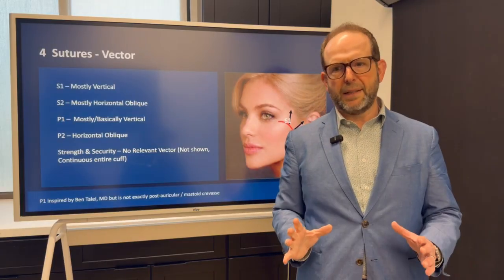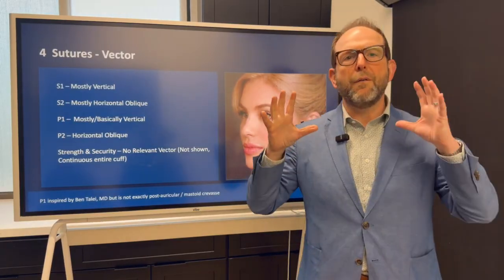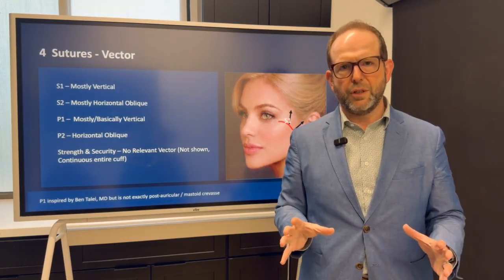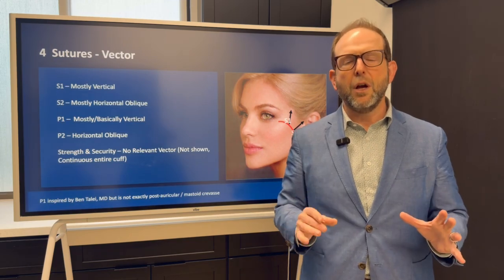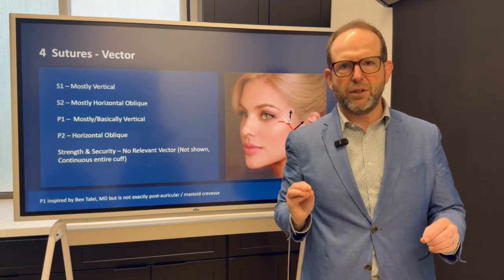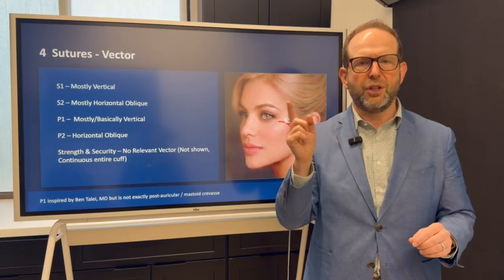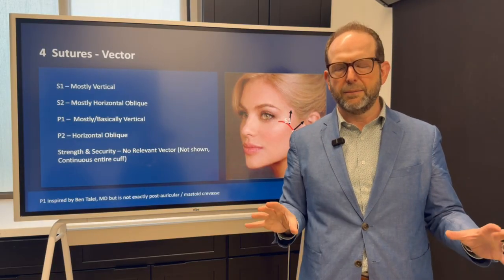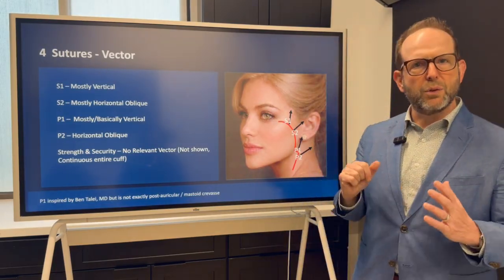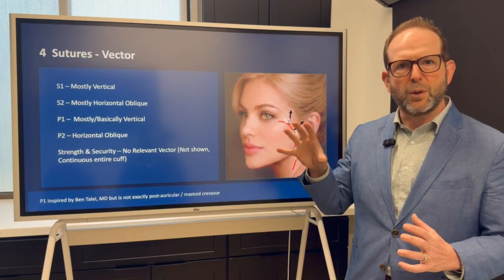Now, how do we bring about that? I use 5 sutures, 5 key sutures in my deep plane facelift. 4 of them are key suspension sutures. The final one is just a securing suture that ties everything together. Those 5 sutures are used to help create that shape.